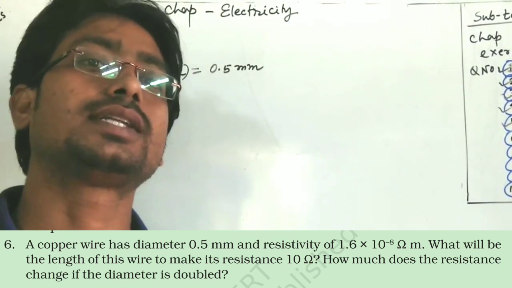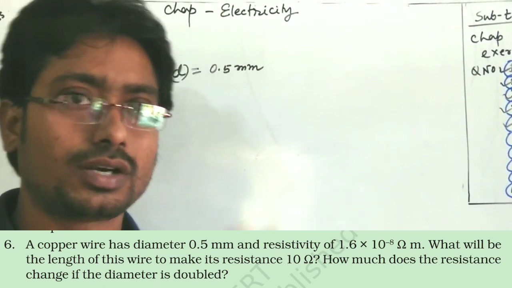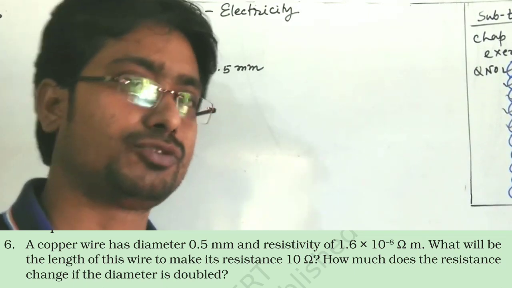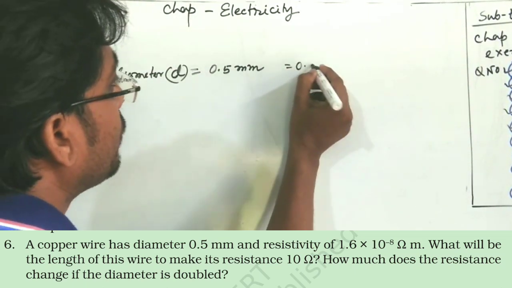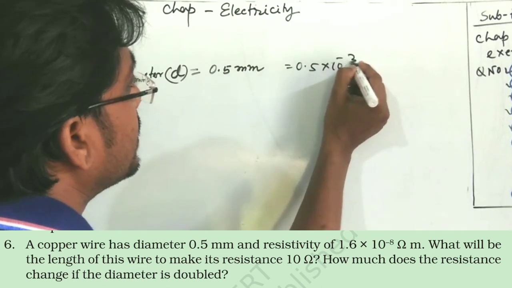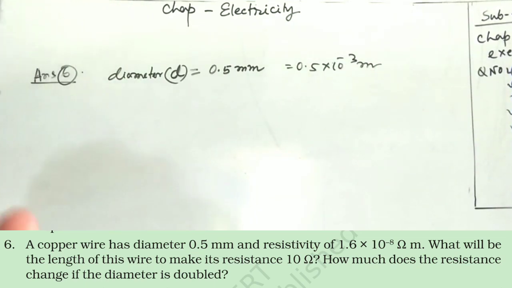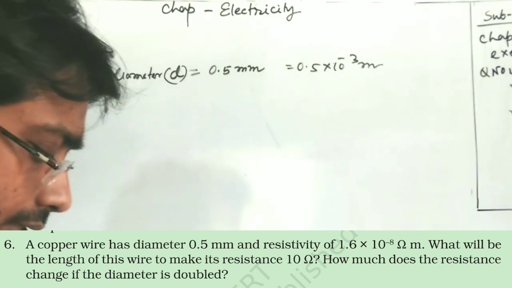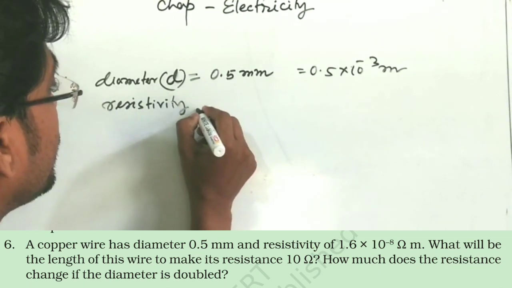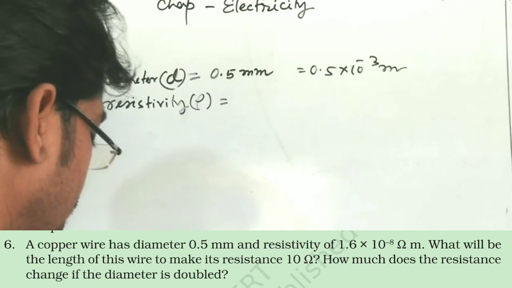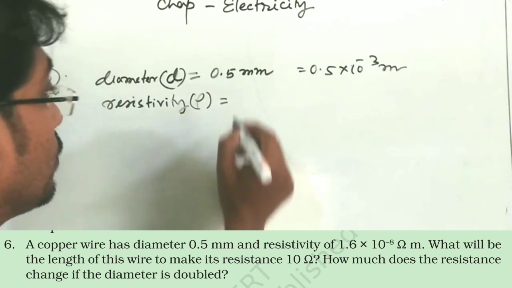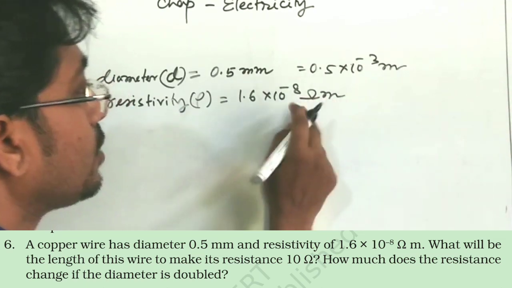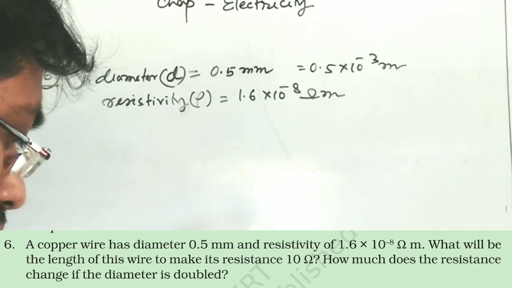Your first and foremost duty is to convert all the physical quantities into SI units. So it will be 0.5 into 10 to the power minus 3 meter. So convert to SI units first, otherwise you get a wrong answer. Then the resistivity rho is equal to 1.6 into 10 to the power minus 8 ohm meter. It is already in SI units, so no need to convert it.